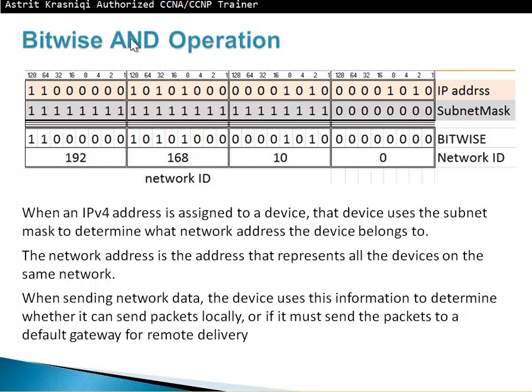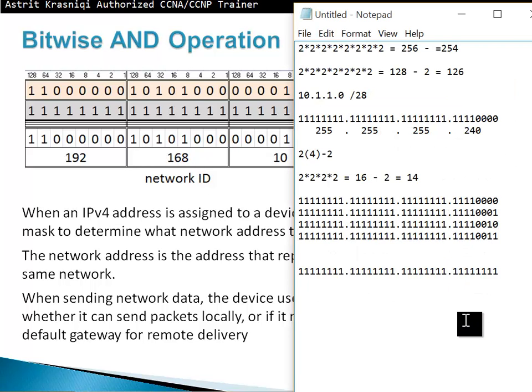So the host device is going to use a subnet mask to find out what network it belongs to. It uses the bitwise AND operation, where 1 AND 1 equals 1, and anything else equals 0. So 1 AND 1 is 1. 1 AND 1 equals 1 again. 0 AND 1 equals 0. 0 AND 1 again 0. And 1 AND 0 equals 0. Everything else, 0 AND 0 equals 0. Let me write these down on the notepad here.